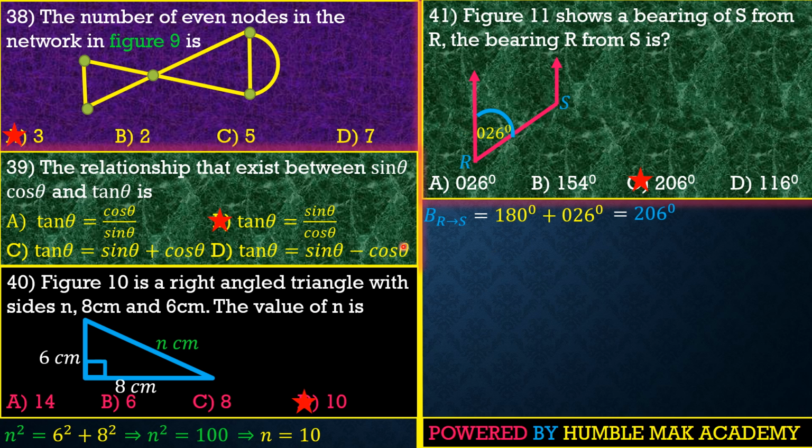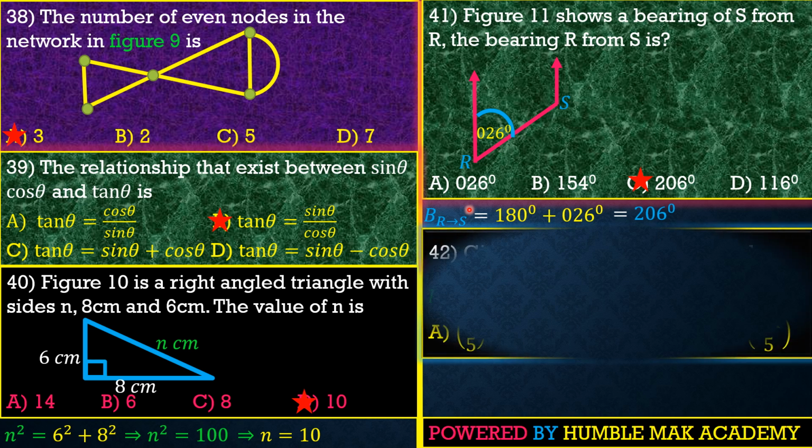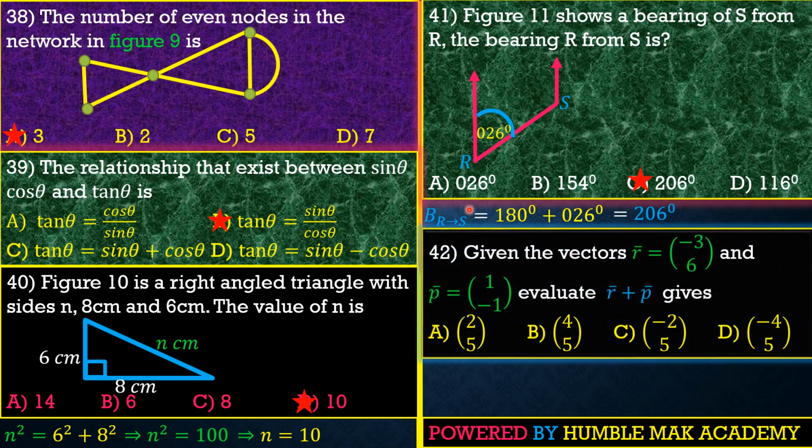That's good. So guys, question 42, given the vectors r equal to that and p equal to that, we should evaluate r cap plus p cap. If we have r cap plus p cap, that implies we should add the corresponding vectors r and p. In this case, we add corresponding entries.